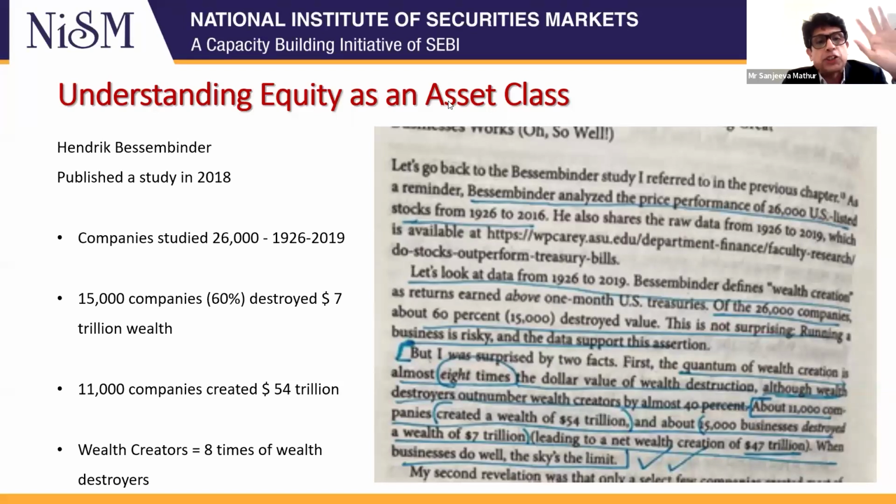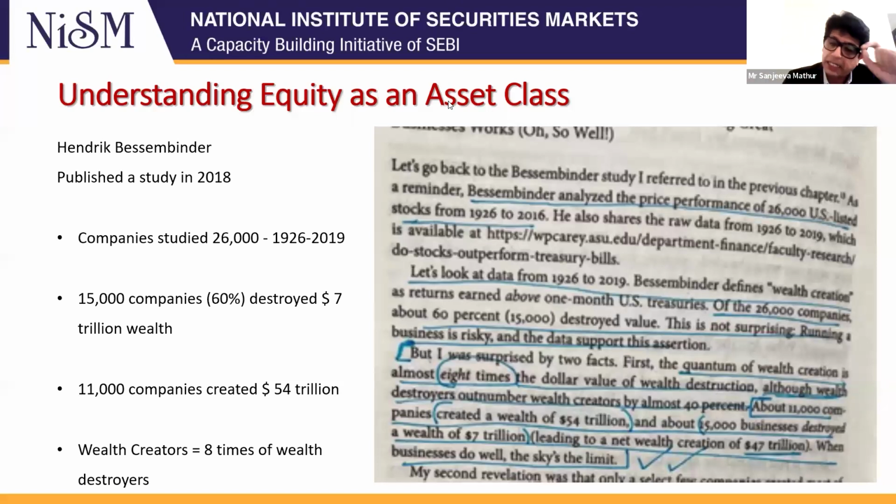15,000 companies destroyed 7 trillion of wealth. That means there are many companies who destroyed wealth, but there were 11,000 companies which created 54 trillion worth of wealth for the investors. So wealth creators were 8 times the wealth destroyed. That means equity, if looked at from a different lens, is one of the best things to create wealth for you and me.